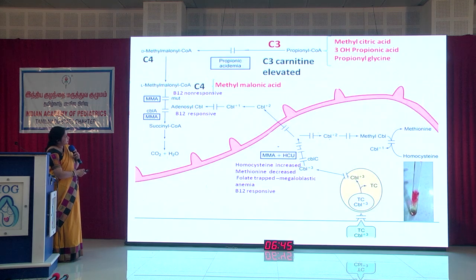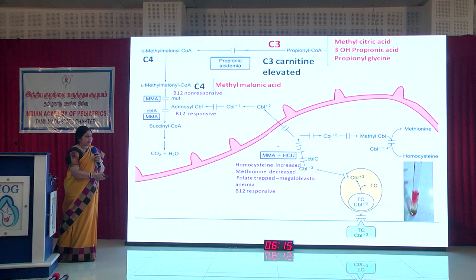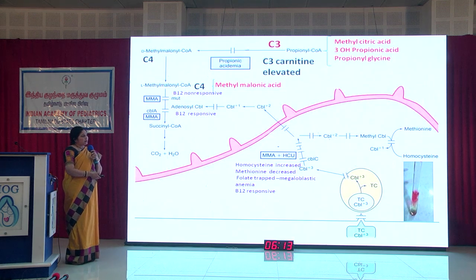And one more condition, a combined condition. When there's a block in the common pathway, you get methylmalonic acid excretion and homocystinuria, because when there's a block here, both coenzymes, adenosyl cobalamin and methylcobalamin, are not formed. So in addition to this, you have to look for methionine levels and homocysteine levels. What will be the homocysteine level?